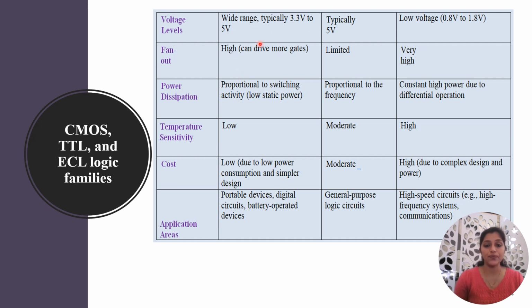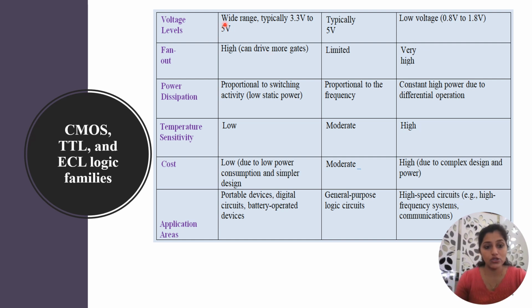Voltage levels, see, when we connect output of one gate to the input of another gate, they must be compatible. So for first IC, if high is 3.3, for second IC also high must be 3.3 only. It must not be 5 or it must not be 1.2. So for that we must know voltage levels.